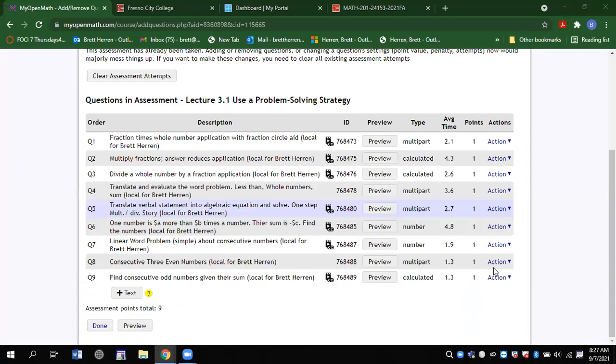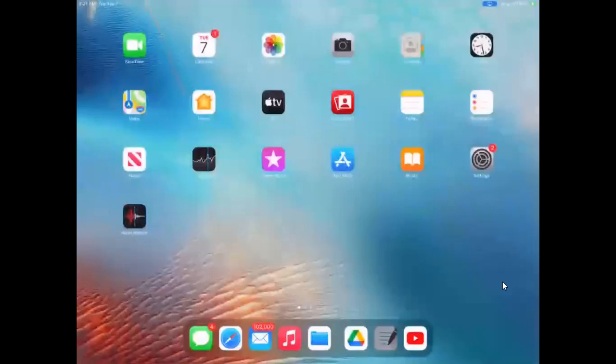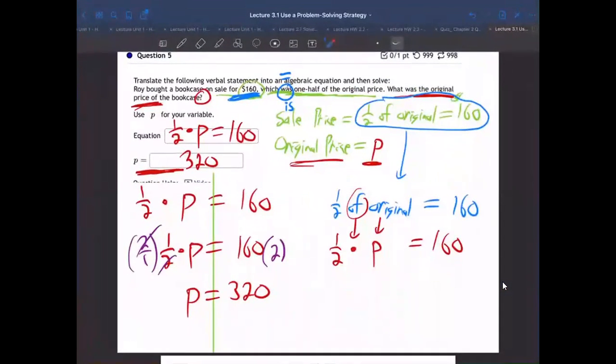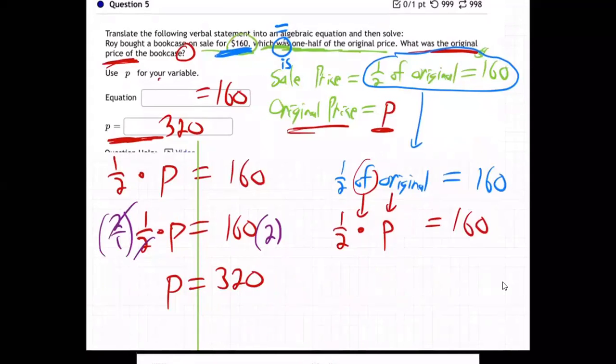Go back to my iPad here. I was wondering, you don't have to put in an actual times dot on this problem. So back here, you could just write 1/2 P equals 160. Because if something is right next to a letter with no symbol in the middle, it means times, doesn't it? So you can just put it in like that. So there we go.